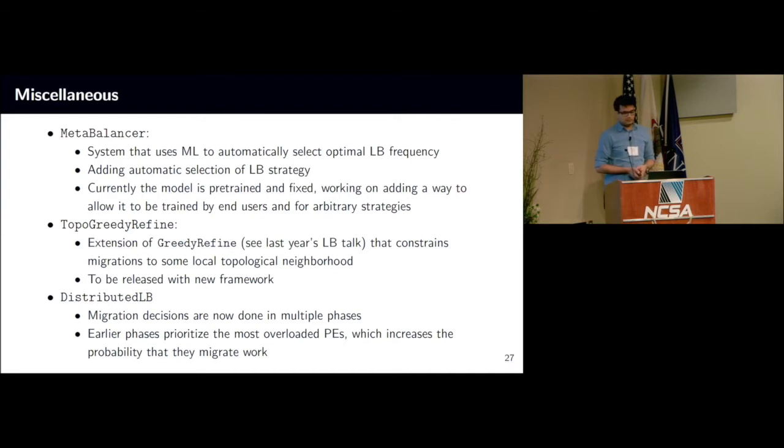Finally, distributed LB. This is our gossip-based probabilistic load balancer that Harsh worked on a few years ago. We've modified that a little bit to now do migration decisions in multiple phases. The big takeaway here is, since this is probabilistic, earlier, every single process had the same probability that it would migrate to an underloaded process. Now we prioritize overloaded PEs, so it's much more likely to get a good load balance now.